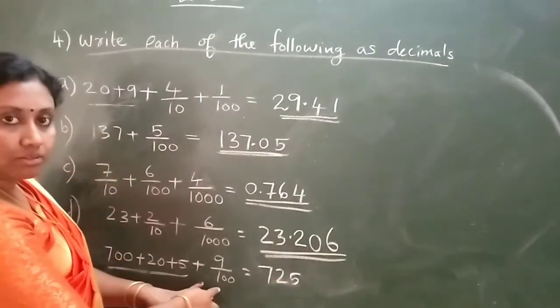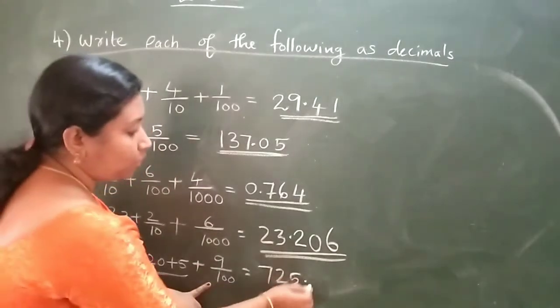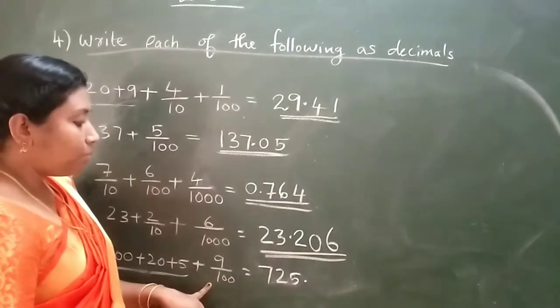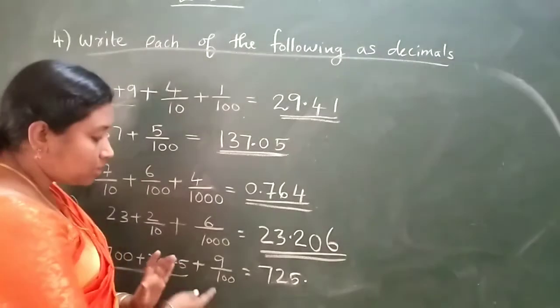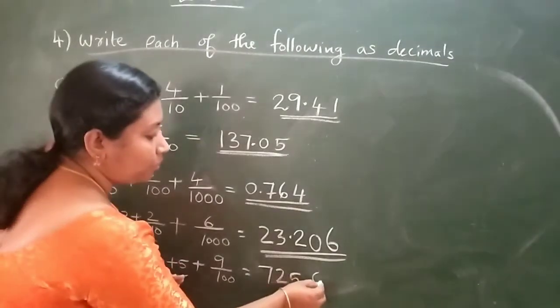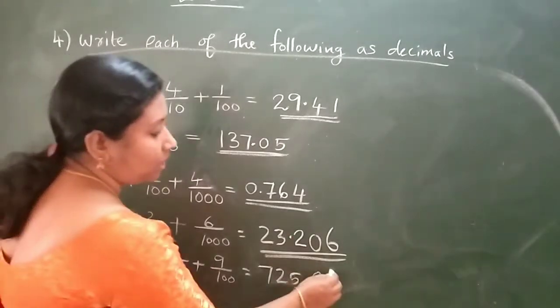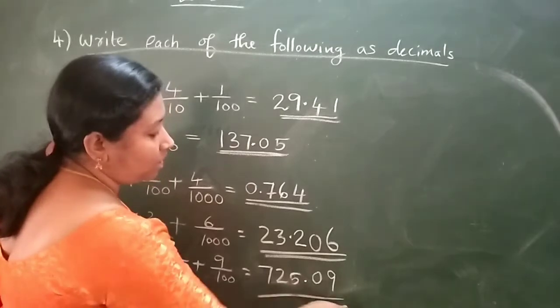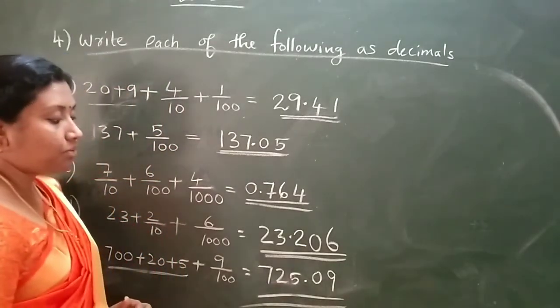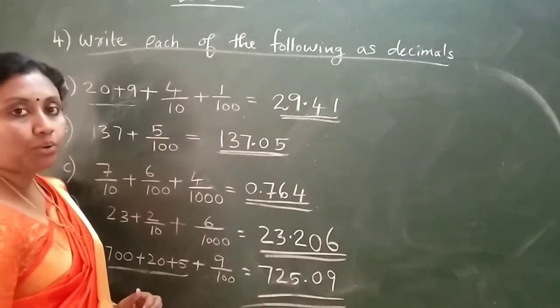Then this is the decimal part. So you put 1 dot here. What is the 1 by 10th place? Here there is no 1 by 10th place, so you put 0. Then the 1 by 100th place number is 9. So what is your answer? 725.09.